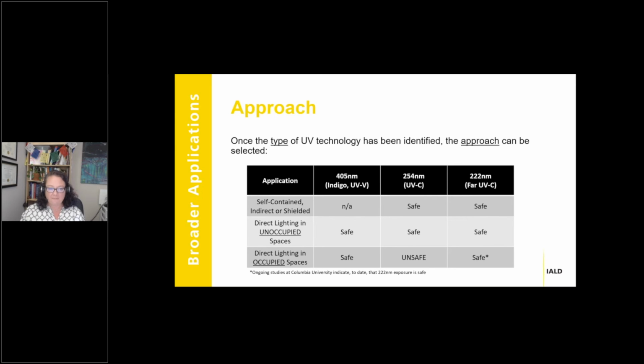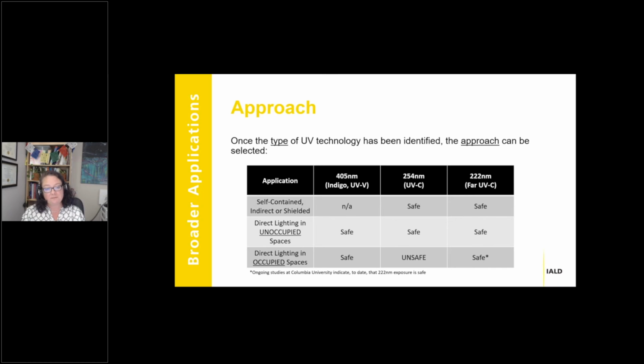In general, 405 is considered safe for use in occupied spaces. It's often integrated with typical white light electric lighting for full-time disinfection, then can be ramped up when the space is unoccupied to increase dosing levels. Because it's generally safe, it doesn't really need to be relegated to self-contained or shielded units.